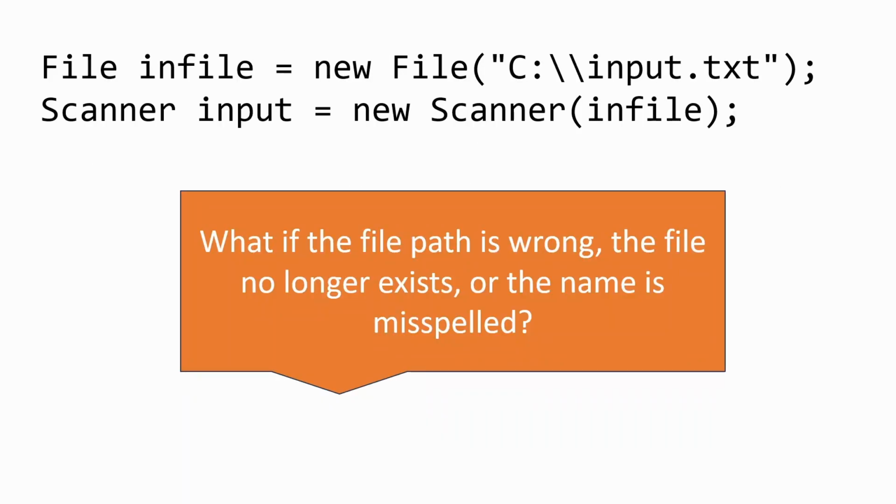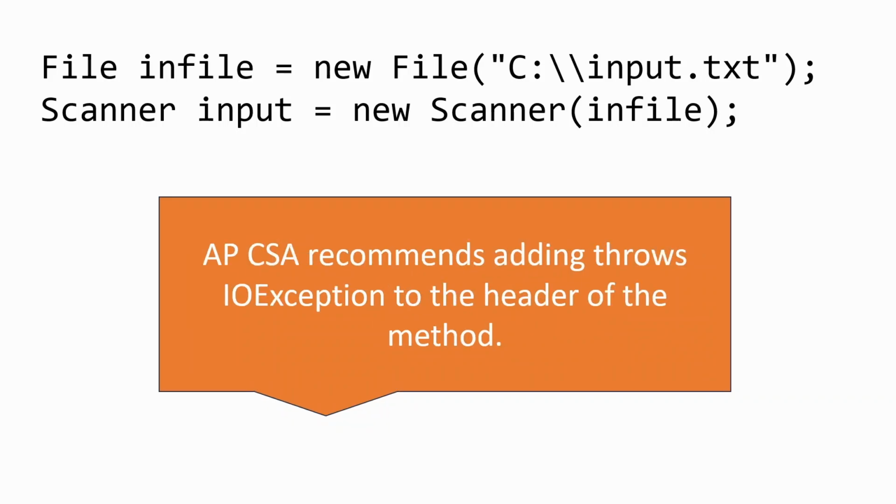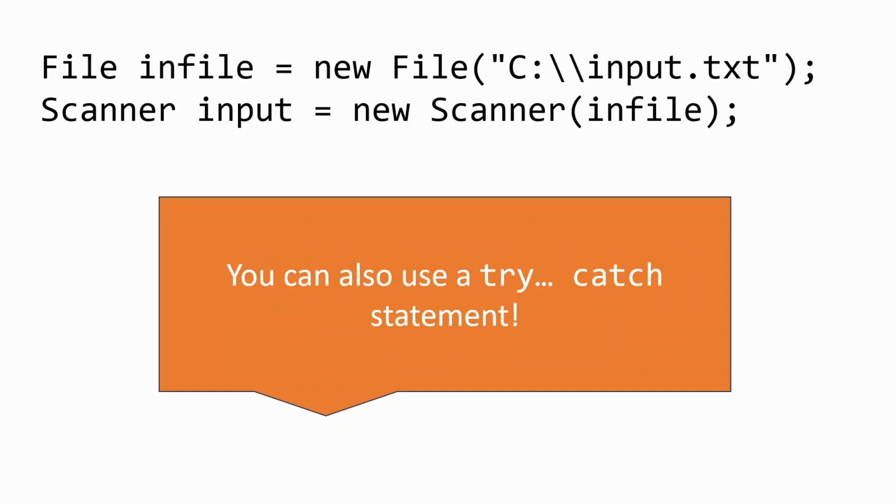But what if the file path is wrong, the file no longer exists, or you've misspelled the name? Well, Java will throw an exception. In APCSA, they recommend that you add throws IOException to the header of the method. You can also use a try-catch statement.